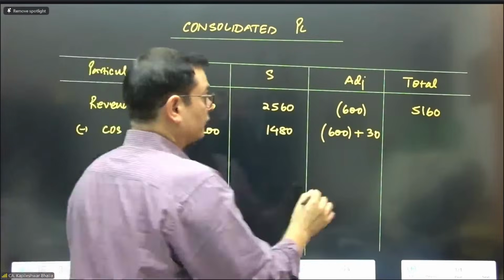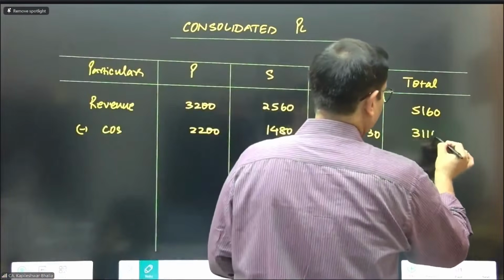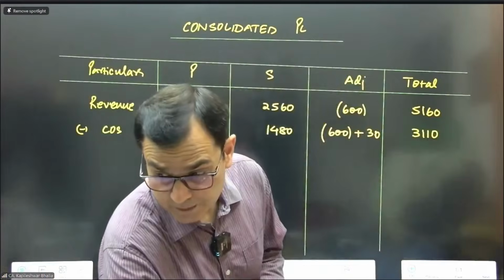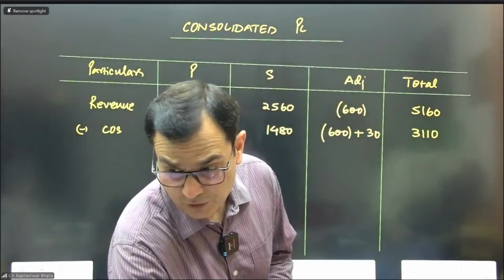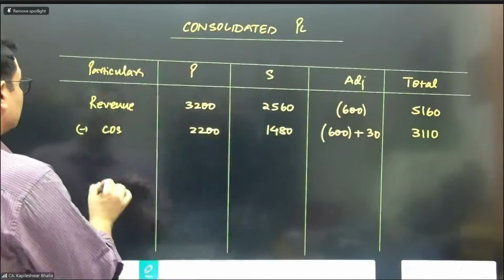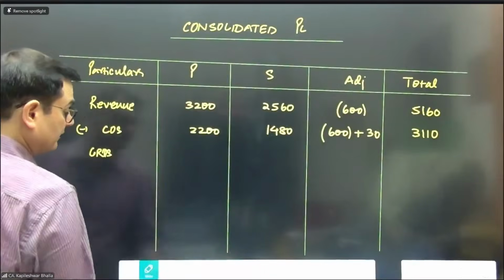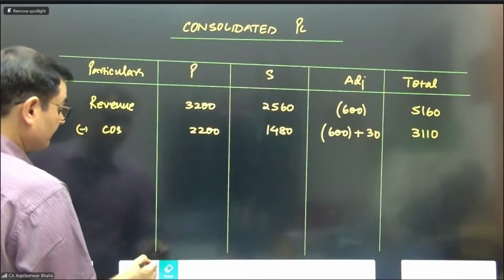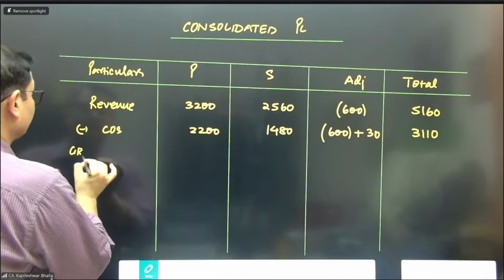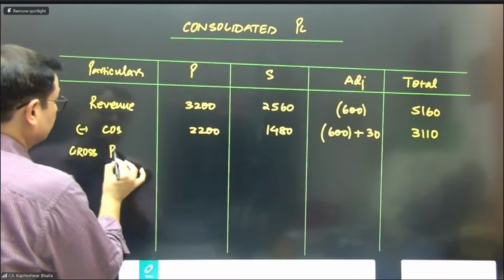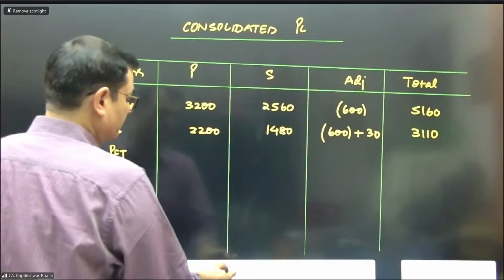So that works out at 3110. So I think with these inputs, we get the element of gross profit. Though, of course, it's an international question, we do not show any GP under the Indian context, but I am just going with the format which is given in the question. So we get the GP.